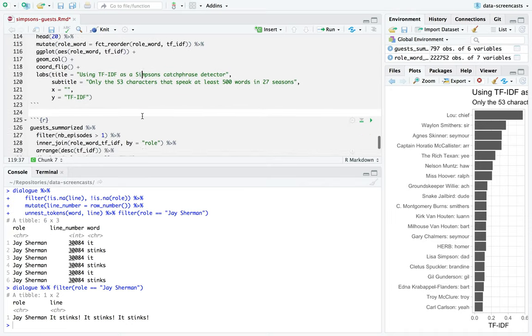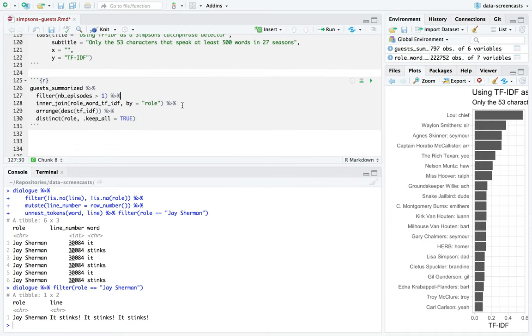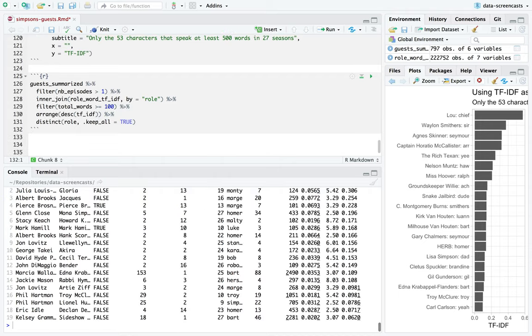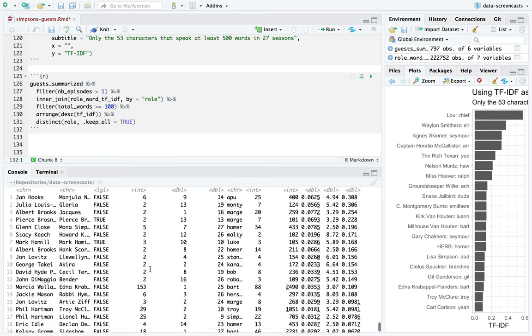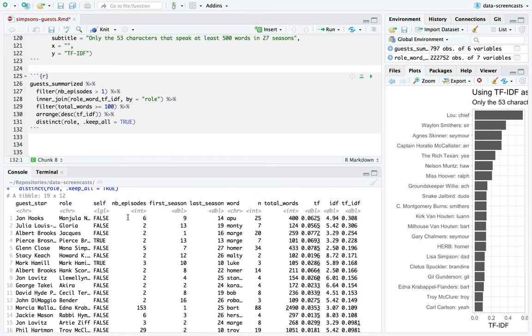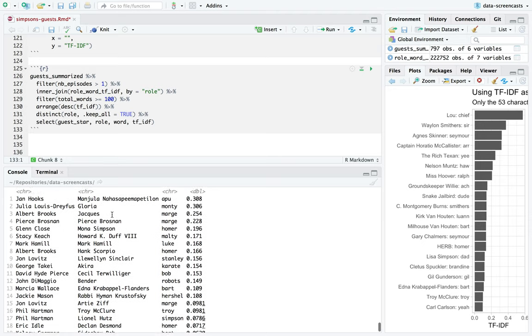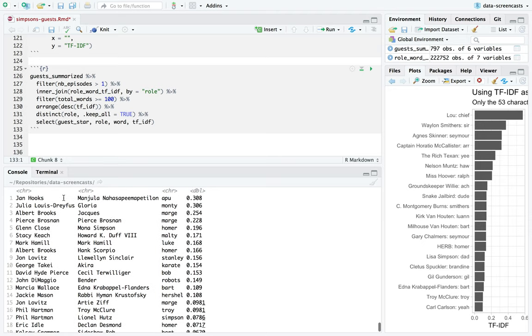All right, and then along with the filter of number of episodes, I'm going to say filter total words, I don't know, greater than 100? Sure. All right, so then we mostly see characters talking to a particular person. So this isn't as interesting. I could say guest star, role, word, TFIDF, but looking at it this way, it's not that interesting.